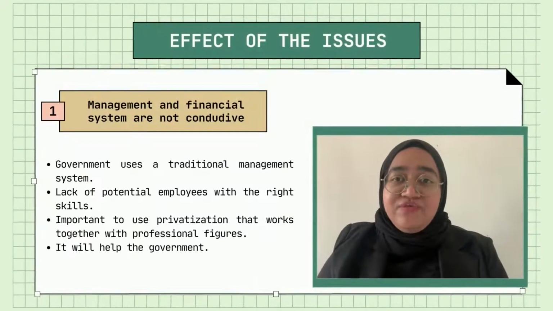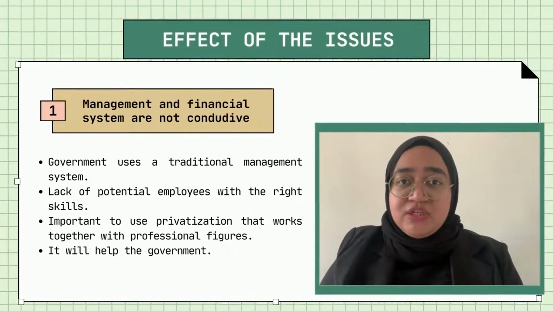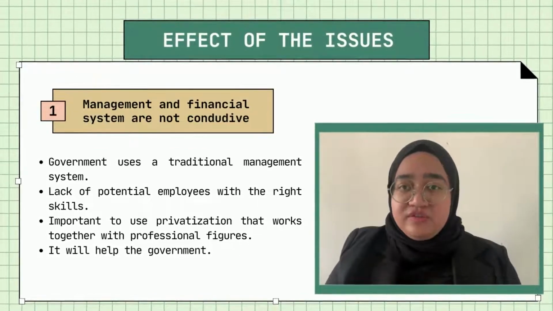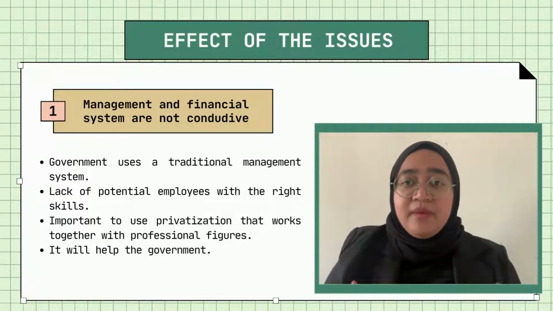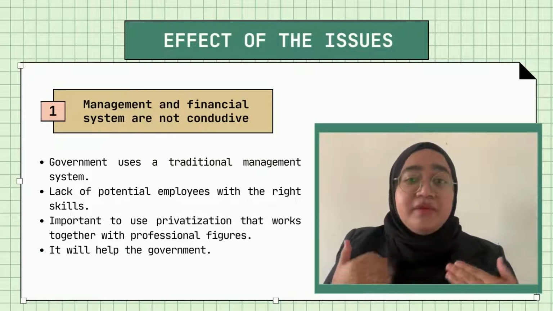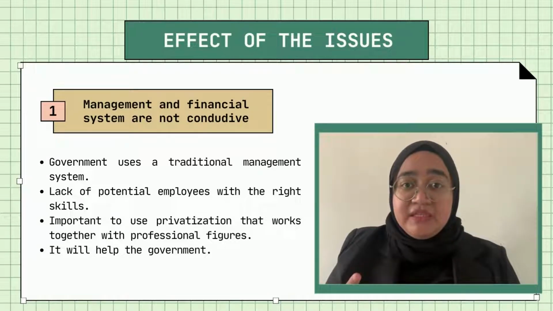The next part is the effect or implication of such issues prolonged. Management and financial system of the country are not conducive to produce efficient operations because the government uses a traditional management system. Management and financial system are important in the government as it determines how the people see the government as a whole. One of the reasons that make the management and financial system of the country not conducive is the lack of potential employees with the right expertise and employability skills, including transferability skills.